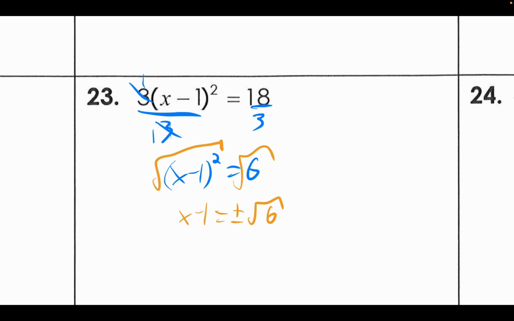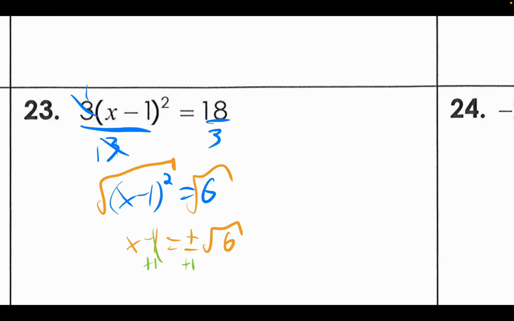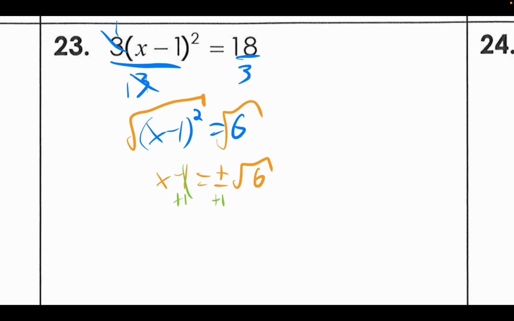We still have to get x by itself, but however, we do not have to write both cases this time as far as x minus 1 equals square root of 6 and x minus 1 equals negative square root of 6. The reason why is if we add 1 to both sides, we cannot combine this 1 and the square root of 6. So we don't have to worry about writing them as two separate cases. You certainly could, and it wouldn't be wrong. But instead we have 1 plus or minus the square root of 6.